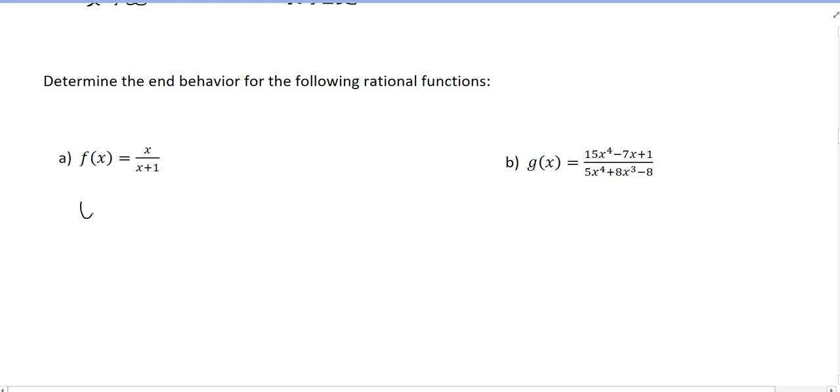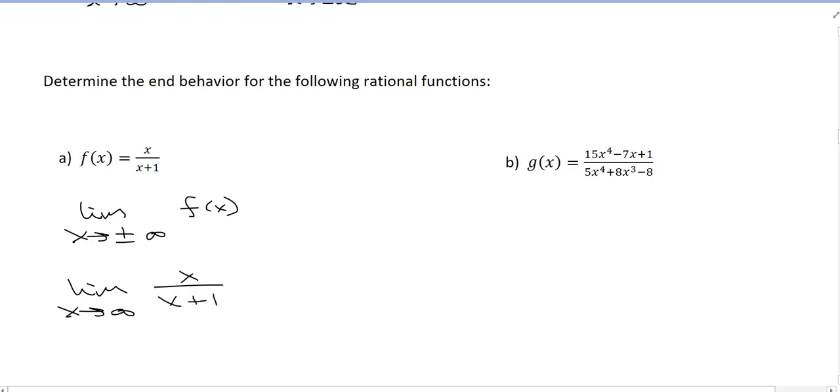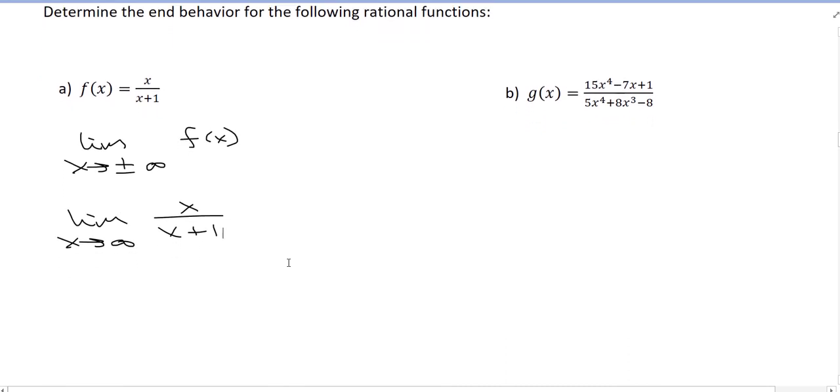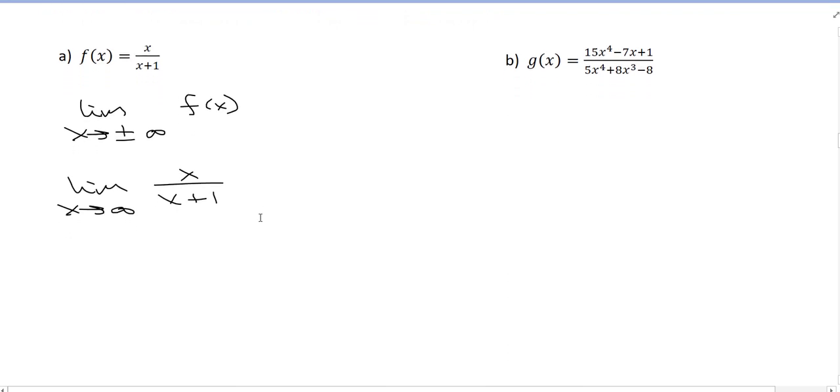So I want to look at the limit as x goes to plus or minus infinity of my function. And so usually we split it up. So the limit as x goes to infinity of x over x plus 1. There are two ways to do this, the long way and then the cheap and easy way. Let me show you the long way so that you can appreciate the cheap and easy way. So the long way, and properly called the long way, requires long division.